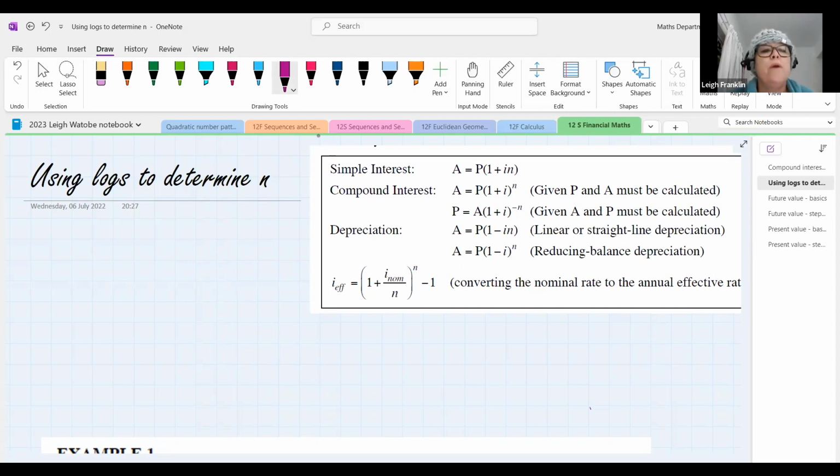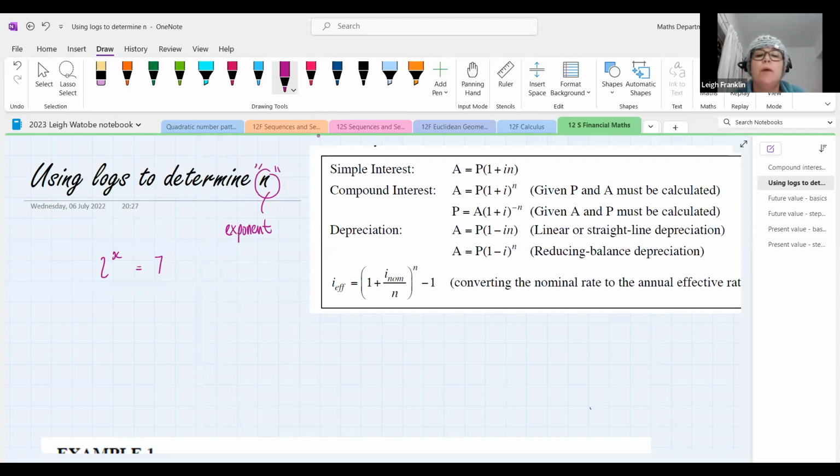Okay, so when we say to determine the value of n, we mean that n has to be an exponent. Okay, so logs were created by a Scottish mathematician, actually. He was the first person to look at a situation like this. So let's say, for example, we've got 2 to the power of x equals 7. How would we work out what the value of x is?